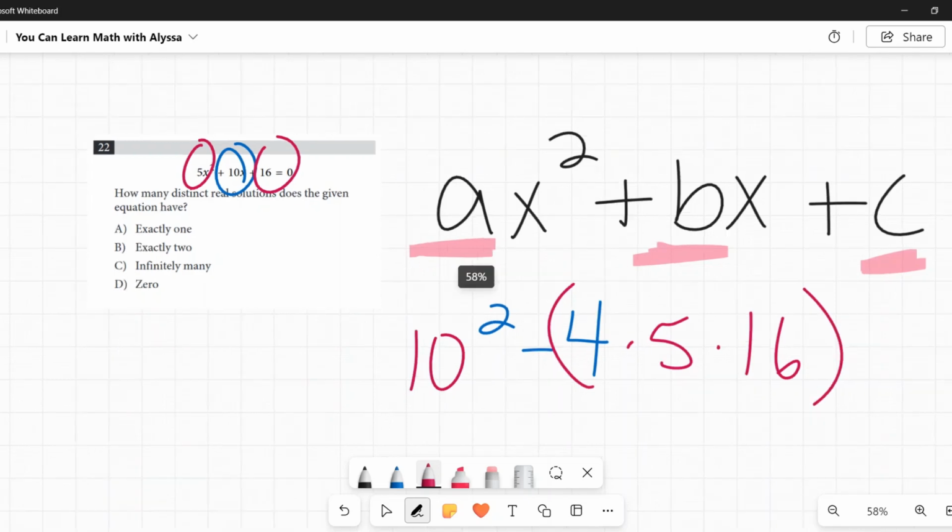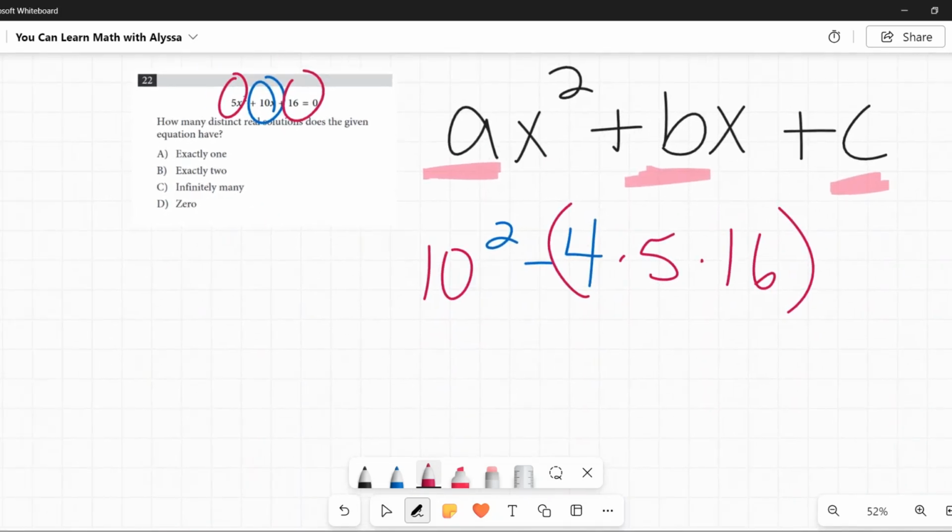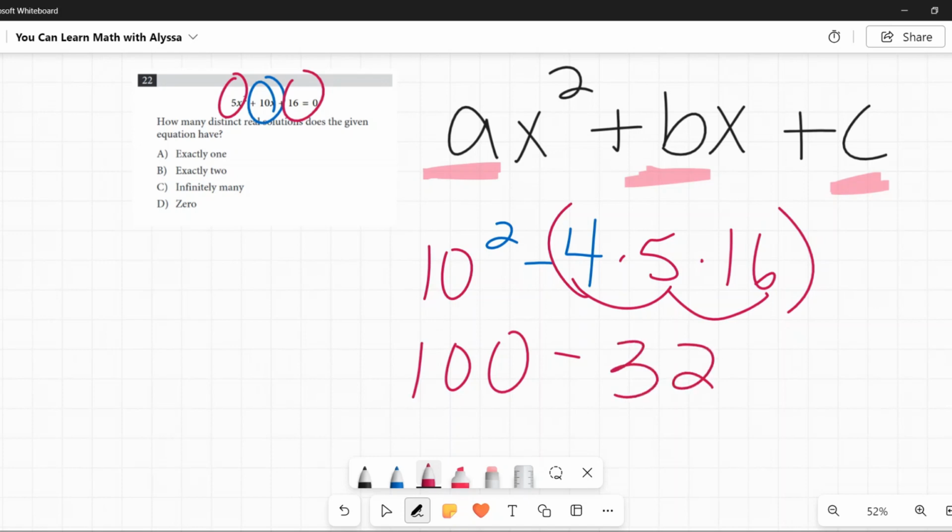I can already tell where this is headed. 10 squared is 100. And inside here, 4 times 5 is 20. 20 times 16, that's a lot more than 100, isn't it? Yes, it's 320. So 100 minus 320 is negative 220. It is a negative number. If I have a negative number under that square root, there are going to be no real solutions. So D is my answer, 0.